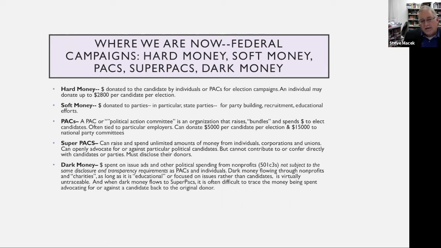Right now, federal campaign finance law distinguishes between hard money, soft money, PACs, and what is not called super PACs in the law, but what everyone knows as super PACs. So hard money is money that's donated directly to a candidate by individuals or PACs for election campaigns. An individual can contribute up to $2,800 per candidate per election. This is for federal elections. At the state level, there are different limits on how much you can give to an individual candidate.